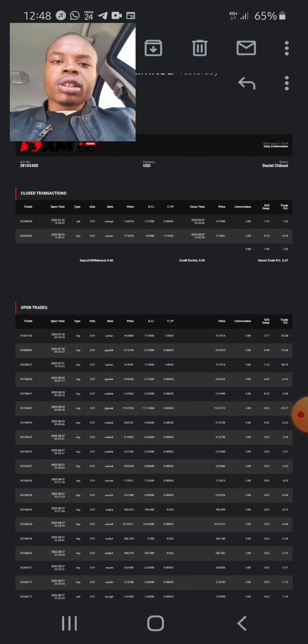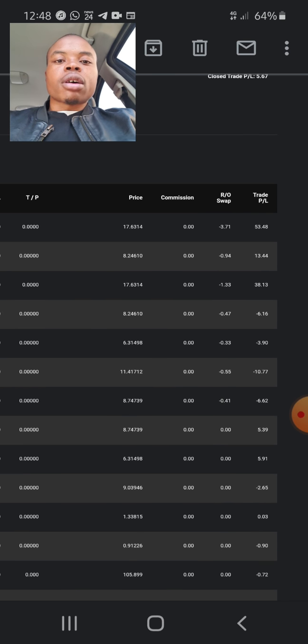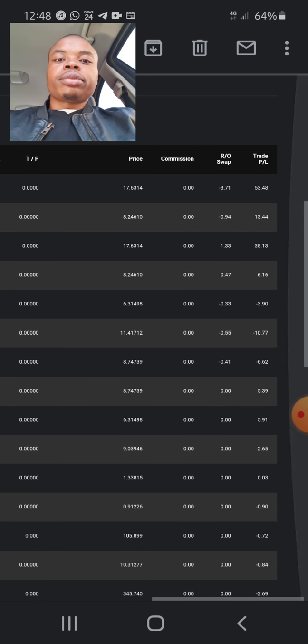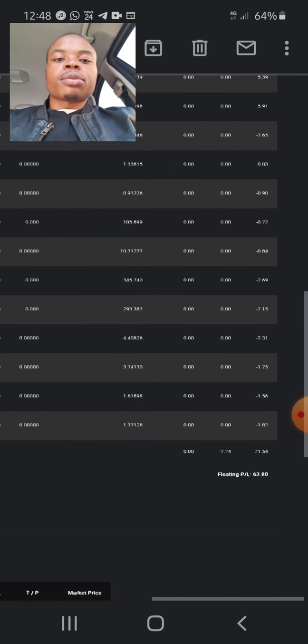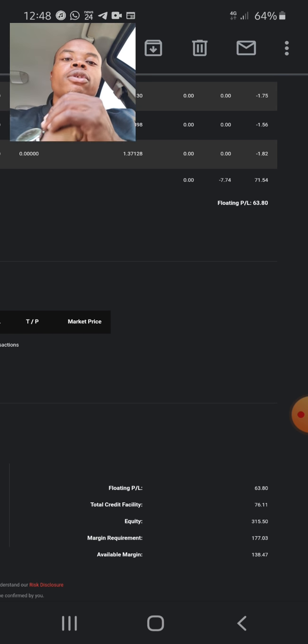Floating profit, $63.08. Then you can see that it's $71.54. That's the profits that I have. Then I get charged. These are swaps. So you can see here, it's a swap. So $71.54 minus $7.74. That's the charge they're charging me for a swap. So minus that one, I'm left with $60.80.